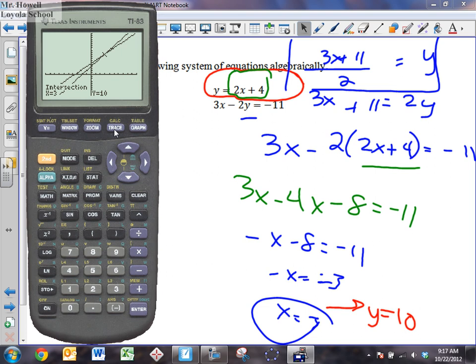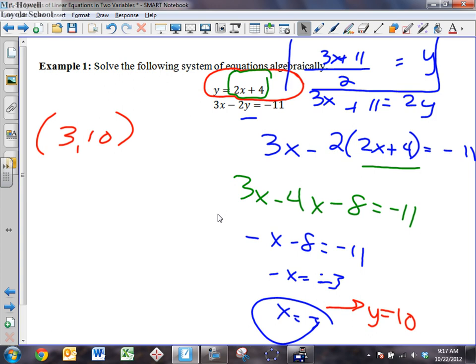If you bring up a table, just look. You could bring up a table, but what happens if the answer is a decimal? So the table does work if the answers are integer values, and you have to sit there and try it. But for the most part, I would use the intersection function. Very good question.